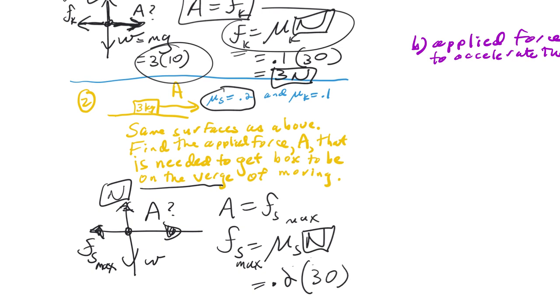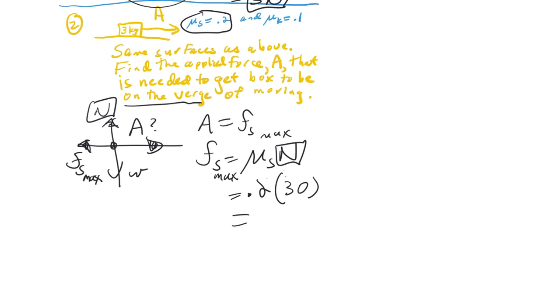So that's 30. 0.2 times 30 is 6 newtons. So I'd have to apply a force of 6 newtons to counterbalance the maximum static friction. Now, if I go beyond that, you would not have Fs max there anymore. You would have Fk.